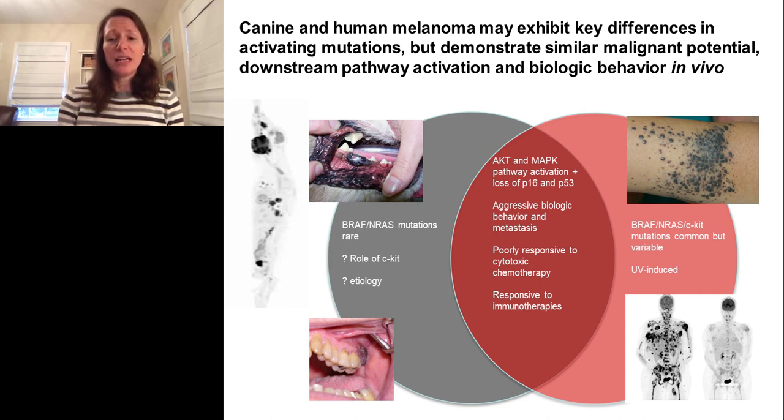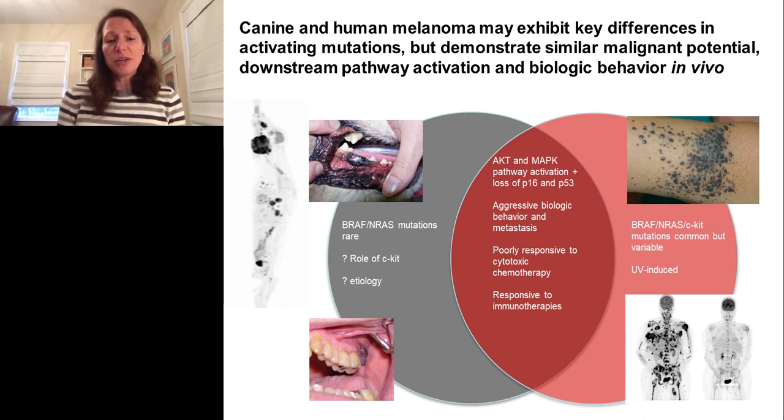What's also interesting is that when you dive more deeply into the biology of melanoma in people and in dogs, they have some things that are in common that are quite interesting. They have shared pathway activation within the AKT and MAP kinase pathways and seem to exhibit similar loss of P16 and P53 among other tumor suppressor genes, but they also are similarly aggressive biologically, and they exhibit prompt recurrence after resection if incomplete and have a wide propensity for metastases. And they're also very poorly responsive to standard small molecule cytotoxic chemotherapy and seem somewhat responsive to immunotherapy.